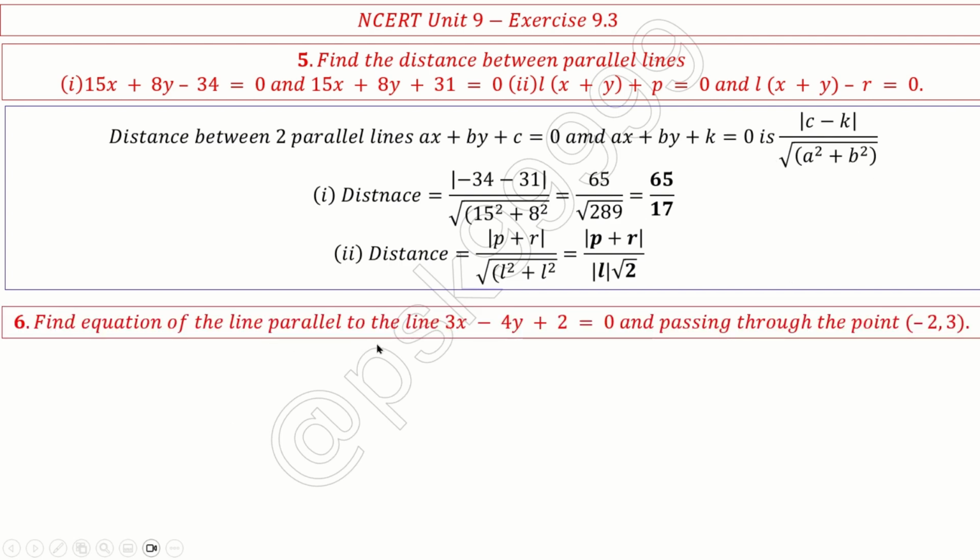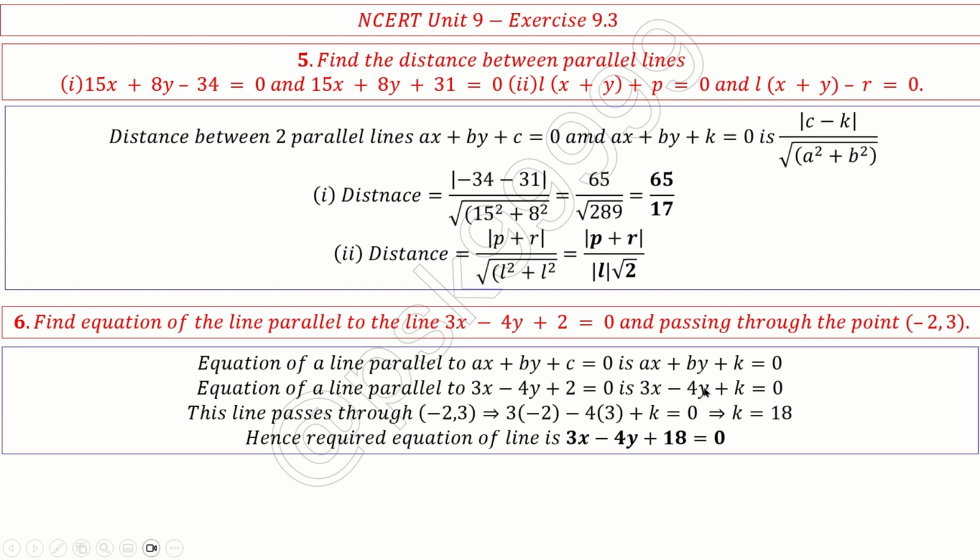Find the equation of the line parallel to the line 3x minus 4y plus 2 equal to 0 and passing through the point -2 comma 3. A parallel line to 3x minus 4y plus 2 is nothing but 3x minus 4y plus k equal to 0. Then substitute the point -2 comma 3. It should satisfy the equation. Then you get the k value, k is 18. So the equation of the line is 3x minus 4y plus 18 equal to 0.